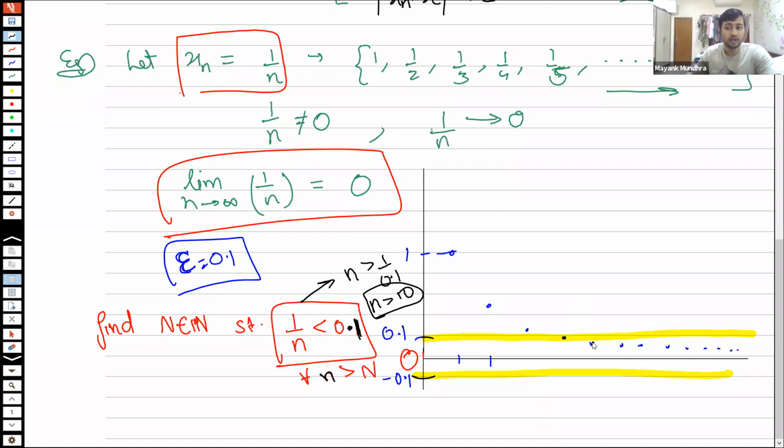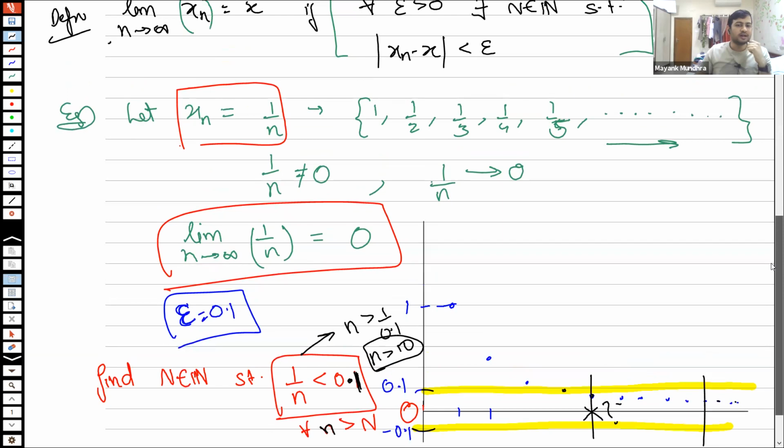So you can say that after this point, all elements will be in this yellow range, or you can say that after this point, all elements will be in this yellow range. The question is not finding the exact point. The question is, does there exist such a point that after that point, everything should lie in this epsilon band. That is happening for any n greater than 10.